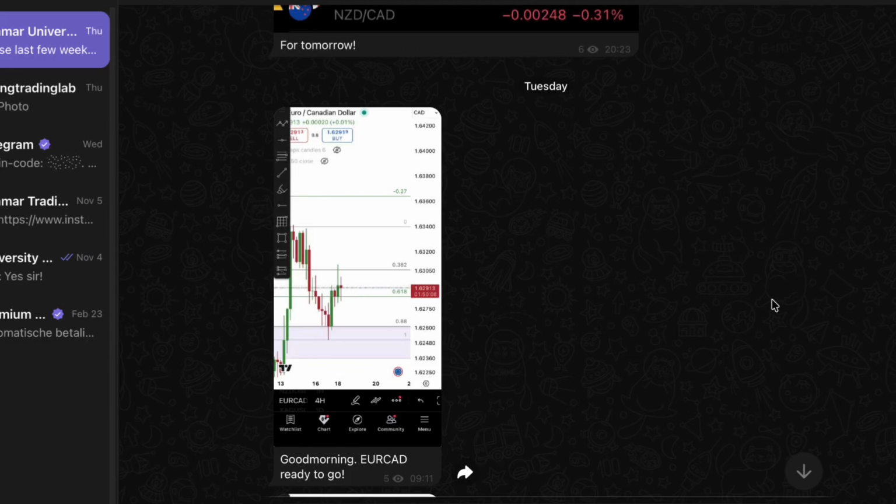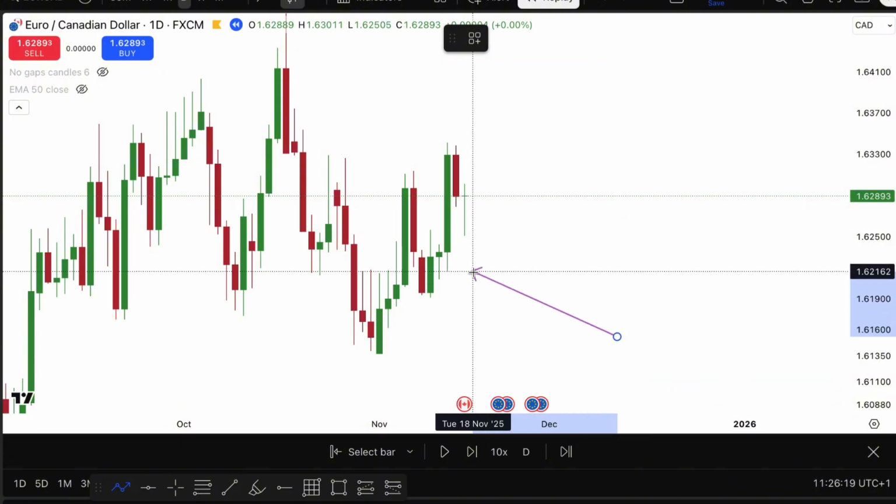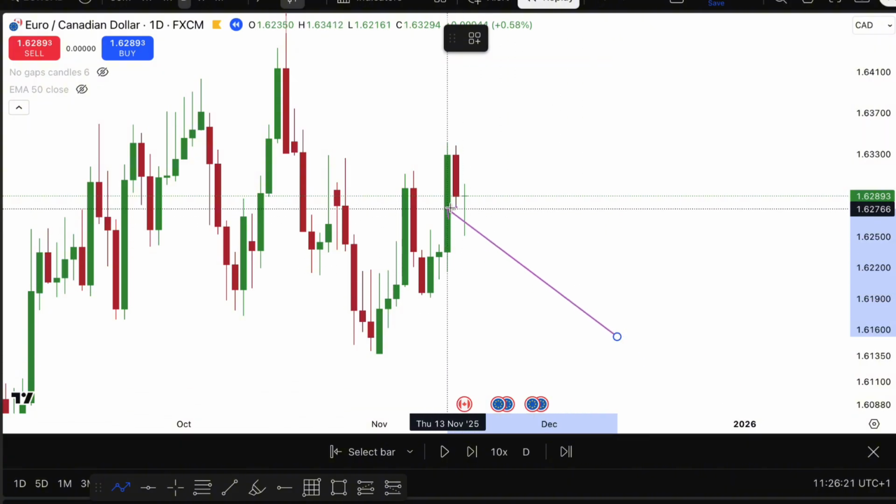So as of last week, there were two possible trades that you could have entered. One being the Euro CAD, as you can see right here, and the other one being the silver trade. So let's get right into the charts. On the daily, we first want to identify our impulse.